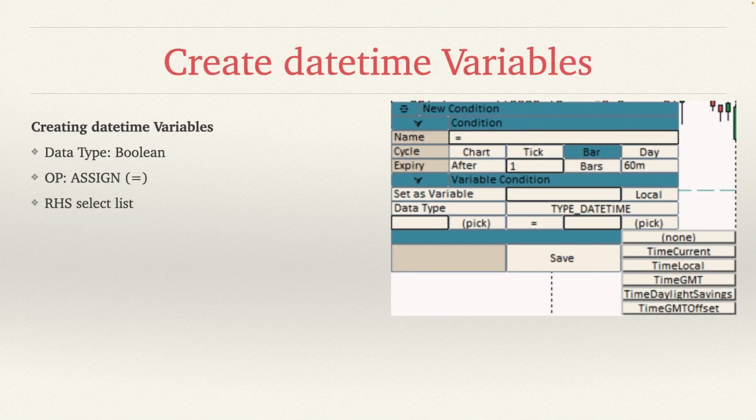There are a number of built-in functions within MQL4 for returning different kinds of datetime values. To access these functions, select datetime as your data type and assign as your operator. The pick list on the right-hand side, which usually contains variable names, now contains this list of functions for you to choose from. The idea is that you would create a named variable that is a datetime to hold the value that is returned from one of these functions.